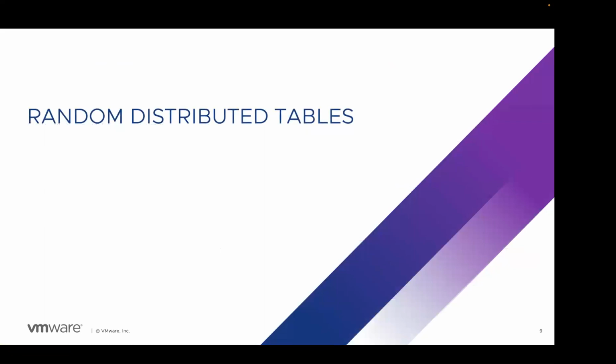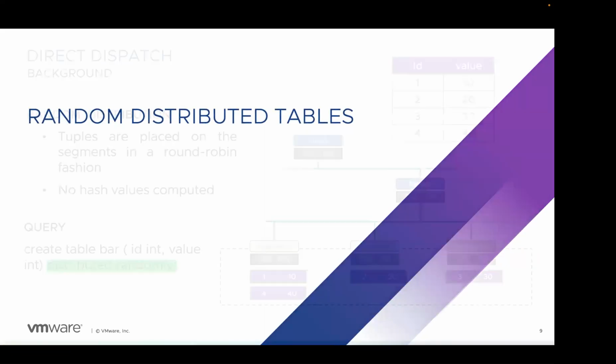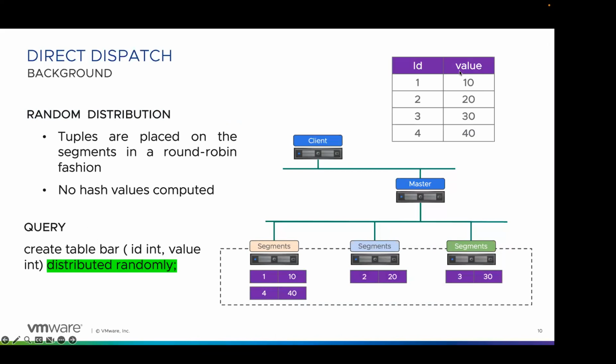Now let us see what happens in random distributed tables. Here the tuples are placed across the segments in a round robin fashion, so no hash value is computed. To define such a table, we can write the query as create table bar with the columns and distribute it randomly. For our sample data, we can distribute it in round robin fashion.